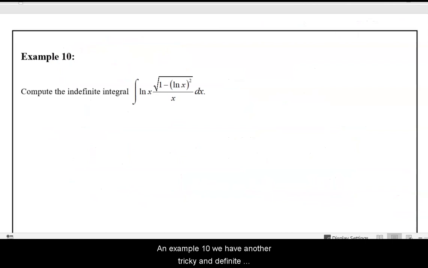In example 10, we have another tricky indefinite integral to find. Again, we've got multiple places to look for a good u. We have natural log, so its argument is a good place for u, though with the complexity of this integrand, I don't think that will be where we find it. Denominators are also good places to find u, but this denominator looks too simple to me. On the other hand, let's take a look under the radical. The radicand itself is another good place to find u.